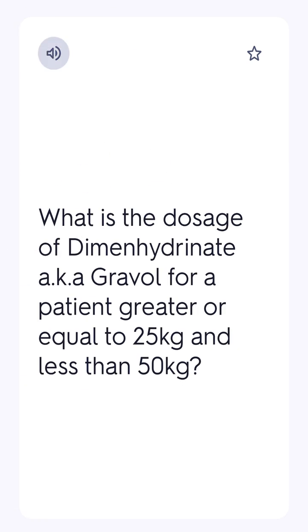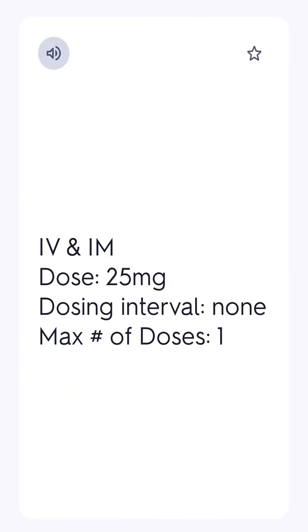What is the dosage of dimenhydrinate, aka Gravol, for a patient greater or equal to 25 kg and less than 50 kg? IV and IM dose, 25 mg. Dosing interval, none. Max number of doses, 1.